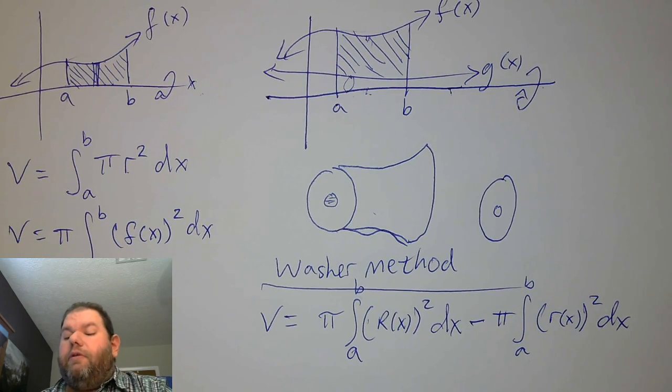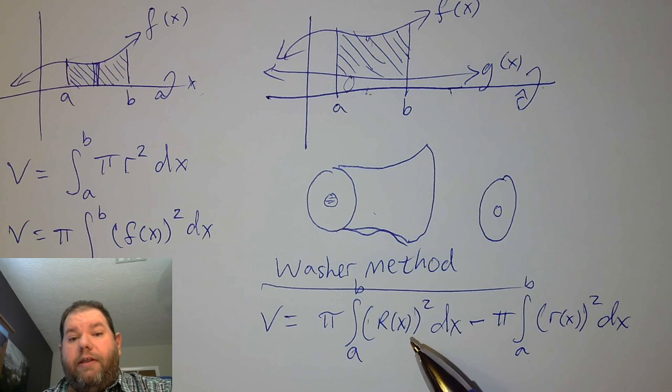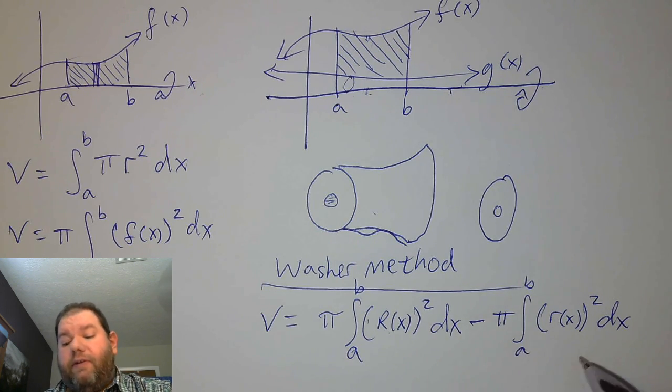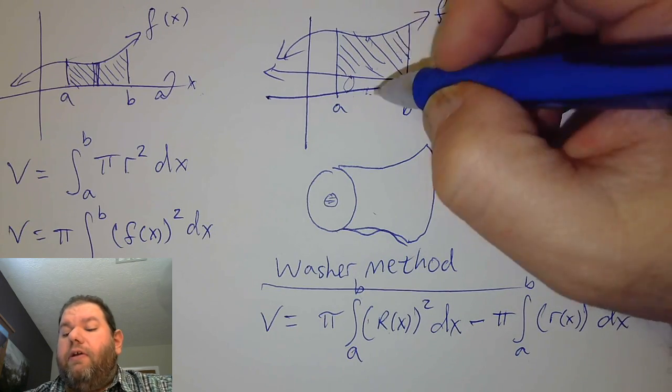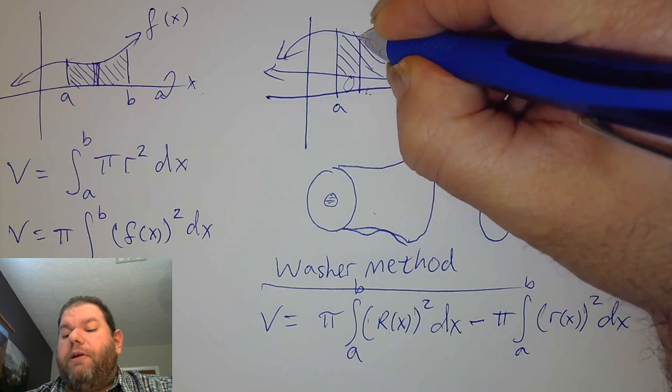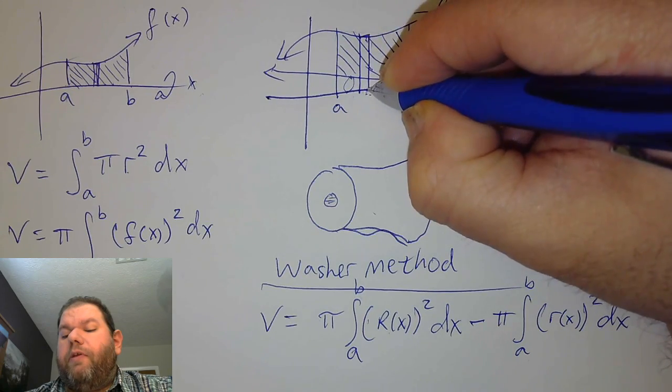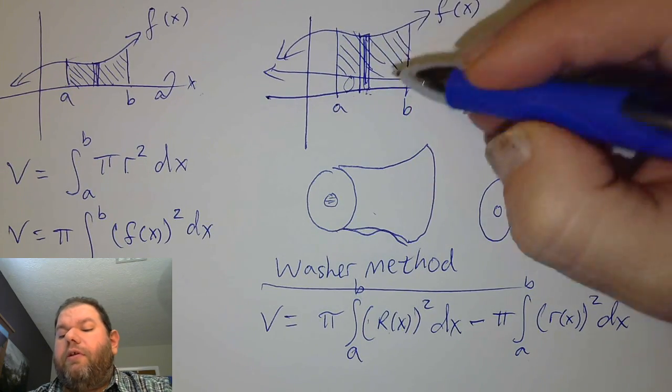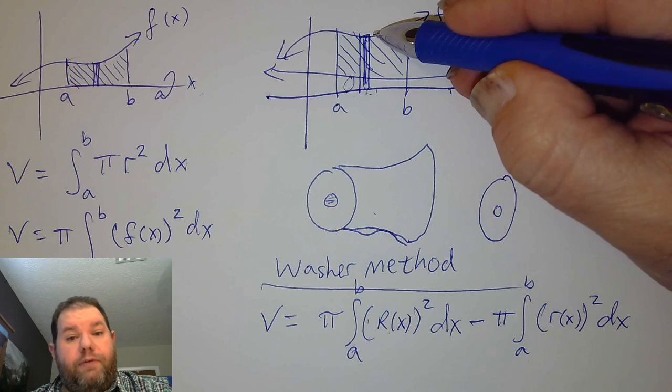And so we have two different radii that we're considering now. I'm calling one of them capital R of x and the second one little r of x. So capital R of x will be the radius from the axis to the furthest function.